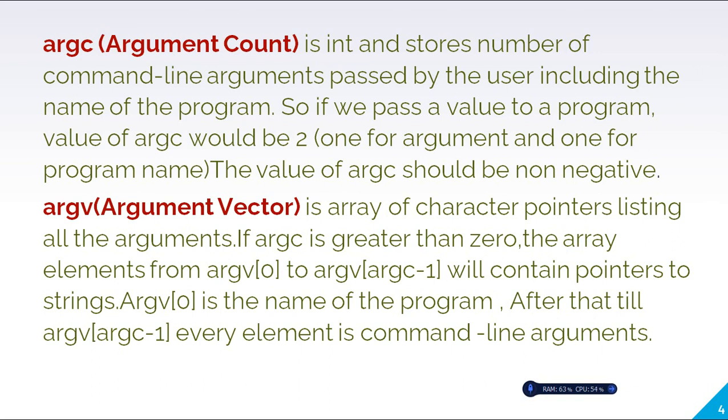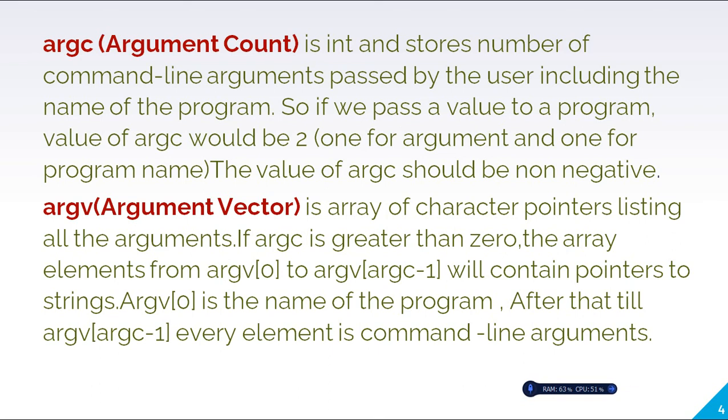So argv[0] is my program name, whereas argv[1] is what the user passes through the command line, and that will be taken as argv[1] and so on. It will take up to argv[4] because we are passing argc as 5. It will contain pointers to our strings and argv[0] is the name of the program. After that, up to argv[argc minus 1], every element is what you pass from your command line. So this is about command line arguments.